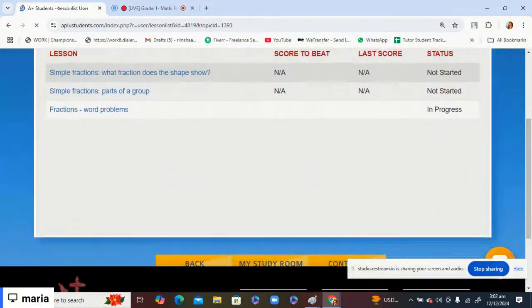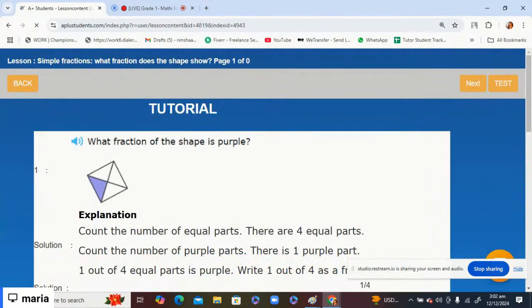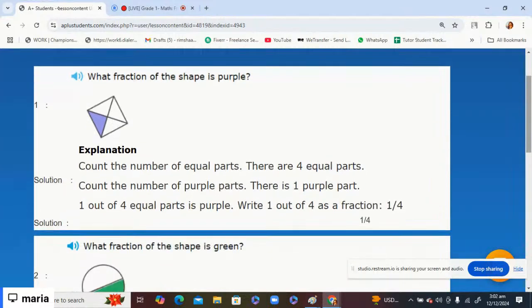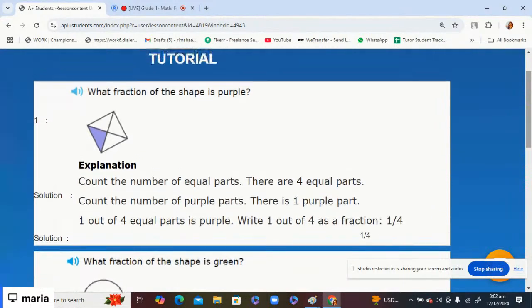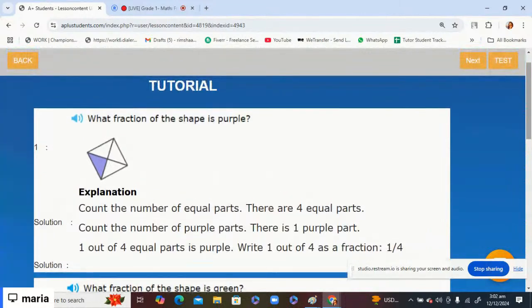Let's start from the very first lesson, okay? That is simple fraction. What fraction does this shape show? Look at the question here: what fraction of the shape is purple? First of all, we are just going to count the equal number of parts. How many parts are there? Then we check how many are purple.